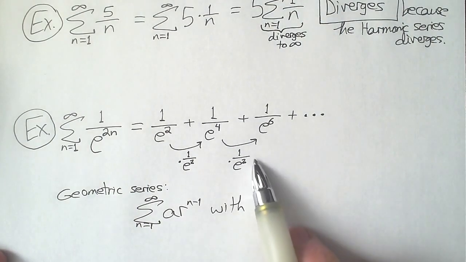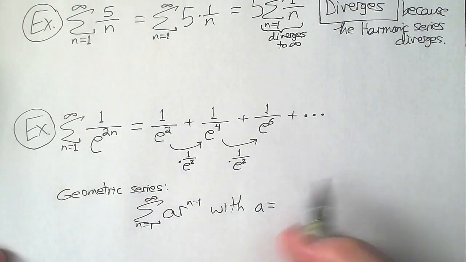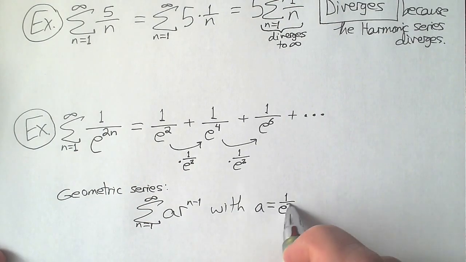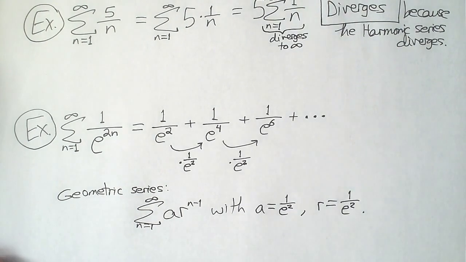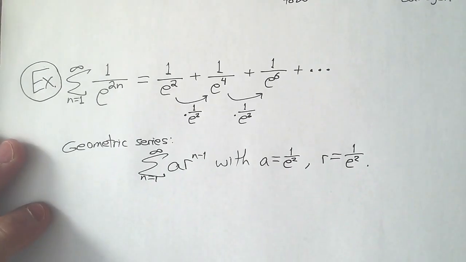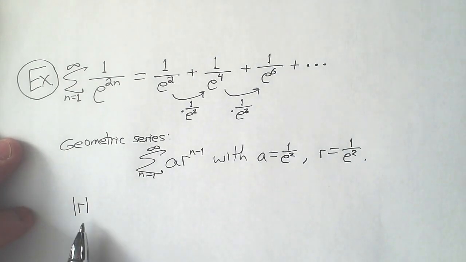We just found r, right? This is what r is. But we also found a, because a would just be the first term. So 1 over e squared and 1 over e squared. So I could use my rule for geometric series. Let's figure out what the absolute value of r is. We have to figure out if that's less than 1 or not.